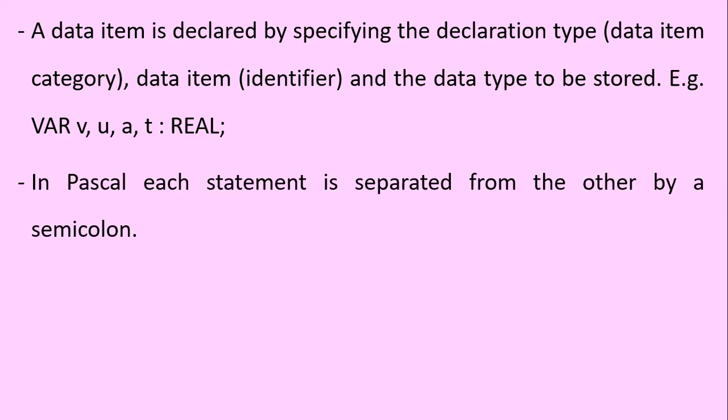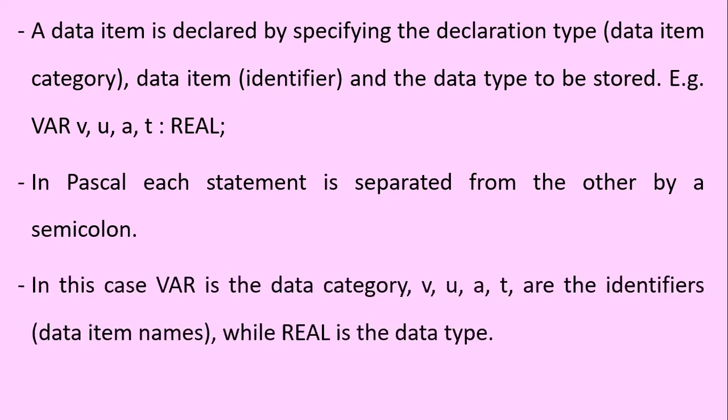In Pascal, each statement is separated from the other by a semicolon. Simply, you terminate each statement or each instruction in Pascal with the use of a semicolon. In this case, therefore, var is the data category, v, u, a, and t are the identifiers or the data item names, while real is the data type.